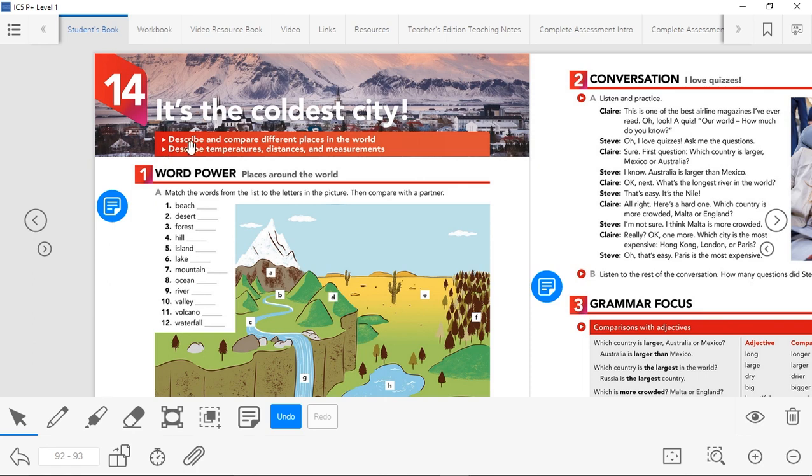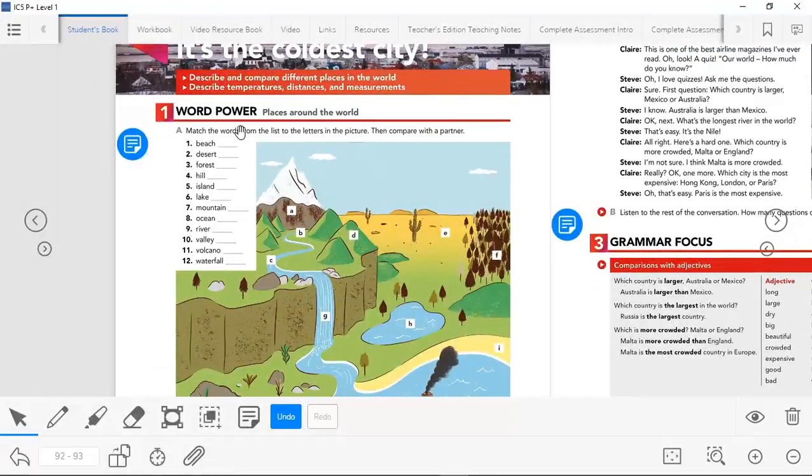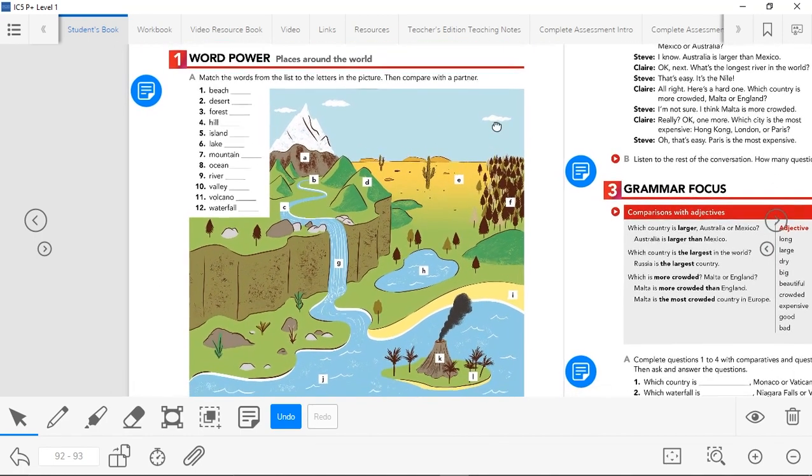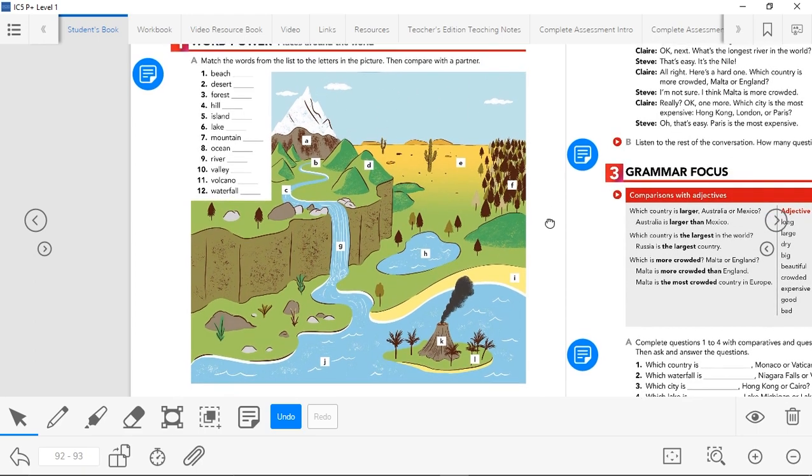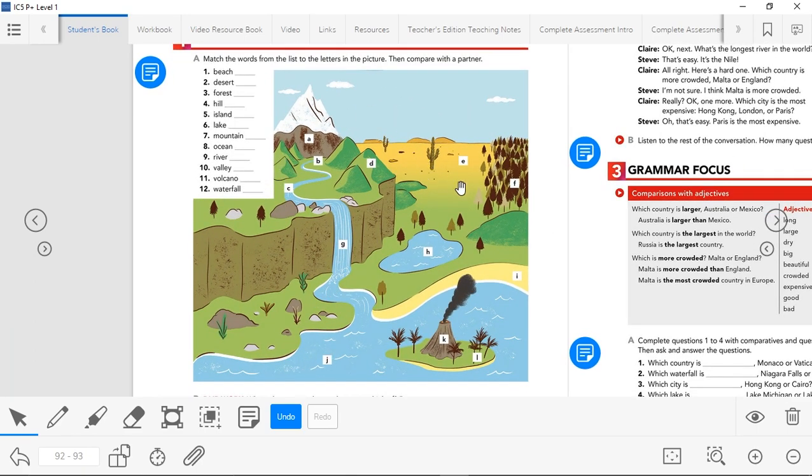And in this class, we're going to be describing and comparing different places in the world. Comparisons, interesting. Okay, to start, we will have this Word Power, places around the world. You're going to match the words from the list to the letters in the picture, then compare with a partner. Well, we have no partner, so there's not going to be that option. So you have all of these different letters in all of these different places in this picture, and you need to put the correct letter on the number that is the thing.